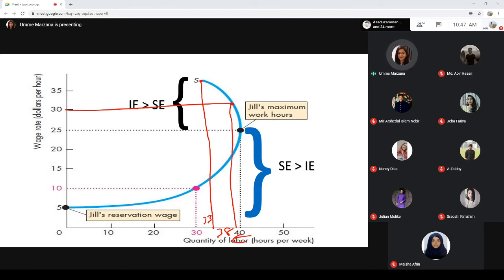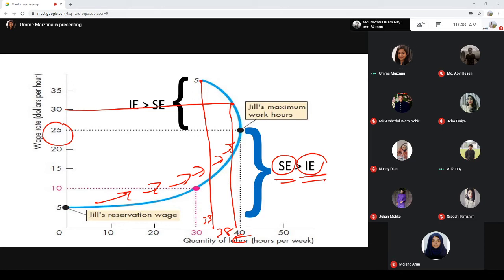Up to a certain wage rate, as wage increases, let's say from $5 to $25, the substitution effect is stronger than the income effect. SE is the substitution effect, IE is the income effect. And because the substitution effect is stronger, it is causing you to work more due to a rise in the wage. You're supplying more hours in the labor market. That's why as wage increases from $5 up to $25, your individual labor supply curve increases. Can everyone understand this? Yes, ma'am. So this portion is upward sloping. Why? Because the substitution effect, which is causing you to work more, is stronger than the income effect. Did you understand this much? Yes, ma'am.